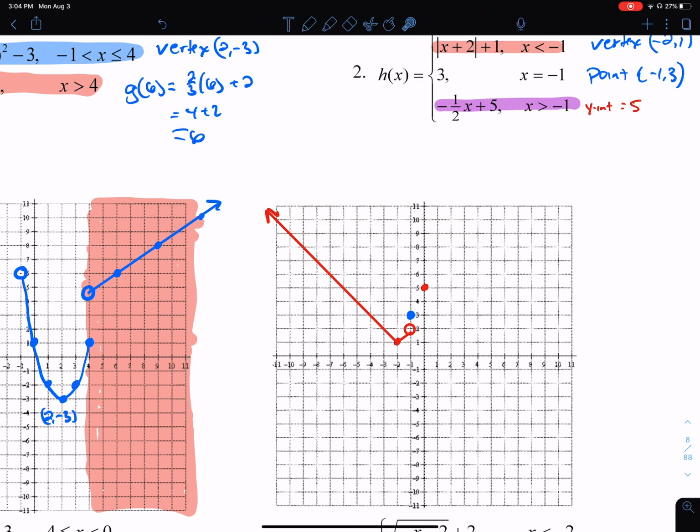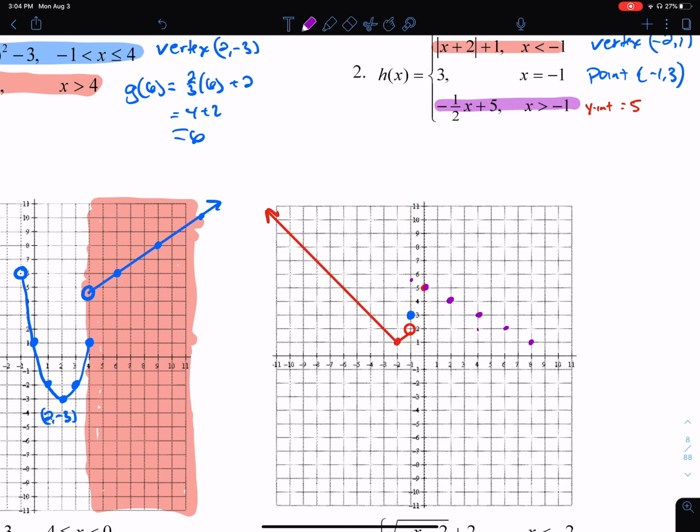Now from there, I can use the slope to find other points. I go down 1, right 2. Down 1, right 2. Down 1, right 2. Down 1, right 2. When I get over here, I'm going to go up 1 to the left 2. That's too far. Instead, I'm going to go up a half and left 1.